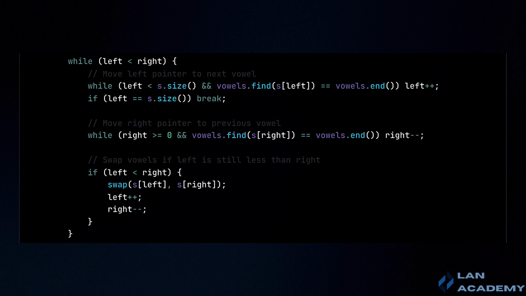Swap can be used to exchange values between two variables regardless of their type, as long as the data type allows the operation of assignment. That is, assigning a value to a variable of that type. After reversing the vowels, I need to increment left and decrement right to continue traversing the string. After all vowels have been reversed, the algorithm returns the modified string.